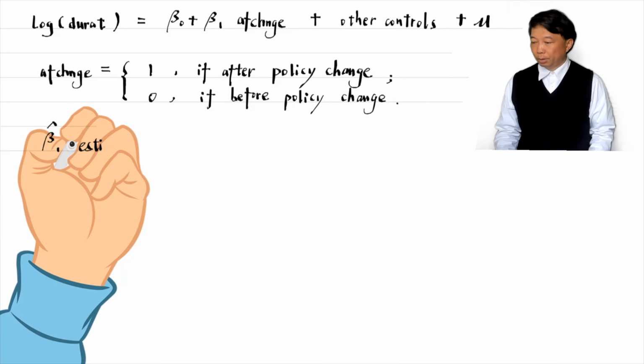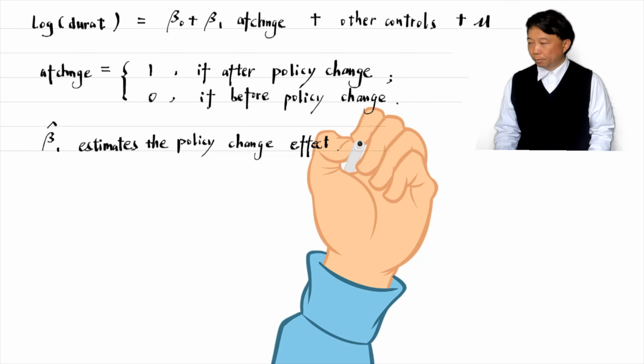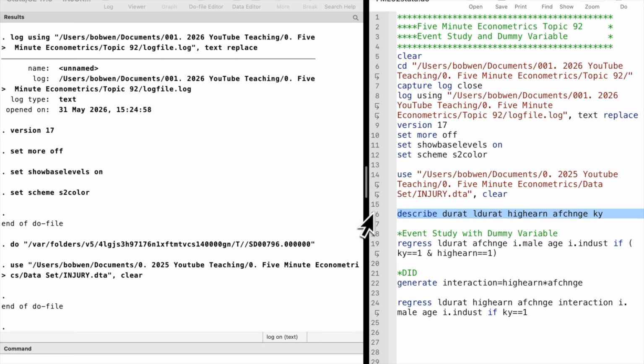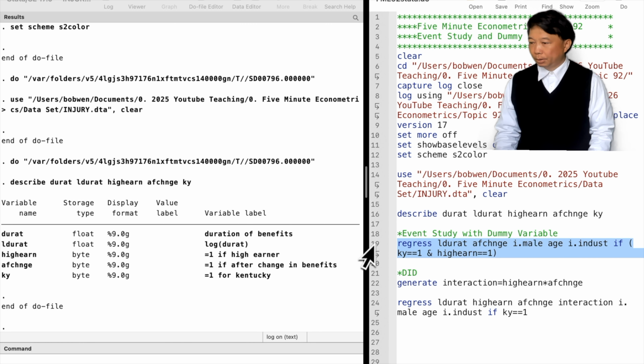Here's the regression model. We regress the log of the length of staying out of work on the dummy variable after change and other control variables such as gender, age, and the type of industry. In Stata, we use the if qualifier to restrict the model to Kentucky high-income workers because the policy change only affected them.